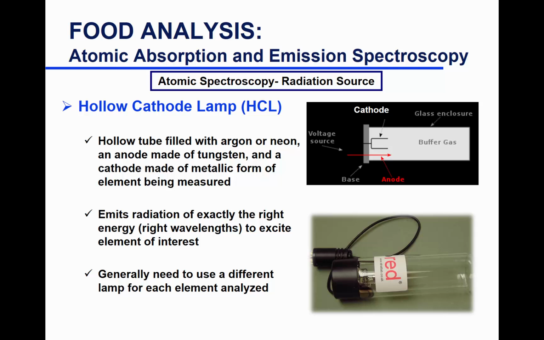And because we have a cathode specific and made up of the metallic form of your element, we need to have a specific lamp for each element for the most part. Some lamps would have two cathodes in them and can be used to determine two minerals, like the calcium and magnesium, for example.